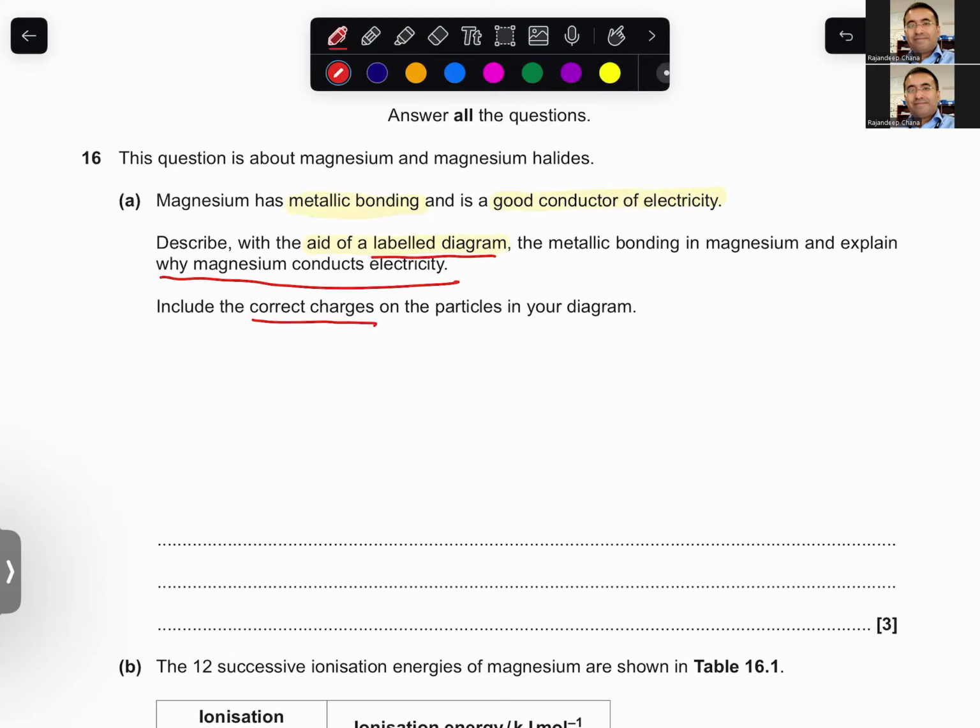You see, magnesium is in group 2, so it's got 2 electrons in the outer shell. That means those 2 electrons are delocalized. So the charge of the ion is going to be 2+. You can show it. The mark scheme requires a minimum of 2 rows. It must have at least 2 rows, so let's just stick to 2 rows.